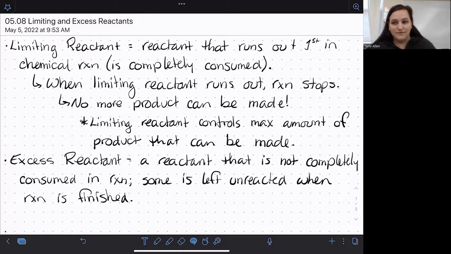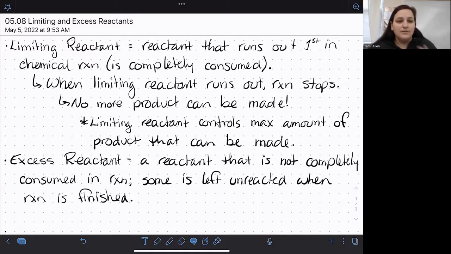We may have a ton of one reactant and only a little bit of the other. The one that we only have a little bit of, once it runs out, the reaction's over. It doesn't matter how much more of the other reactant we add. Once the limiting reactant is gone, we've made as much product as we're going to make. The other reactant or reactants are referred to as excess reactants. This is just anything that is not completely consumed in the reaction, so some of it will be left unreacted when the reaction is finished.